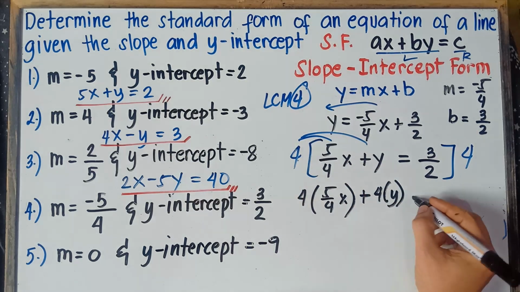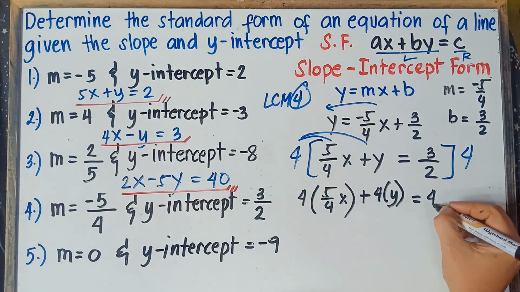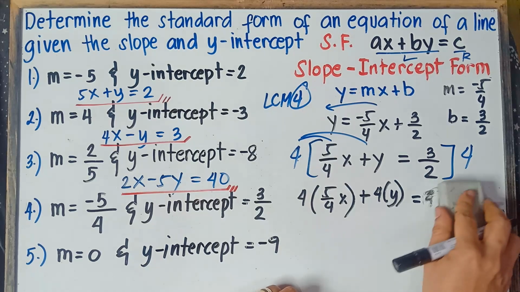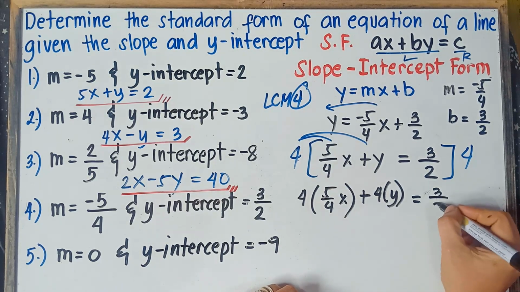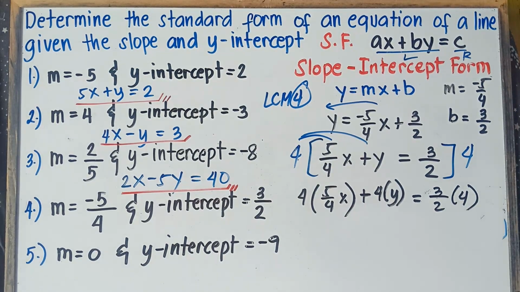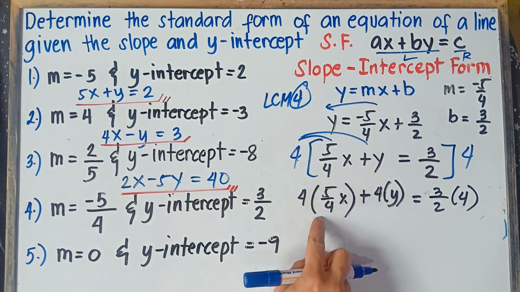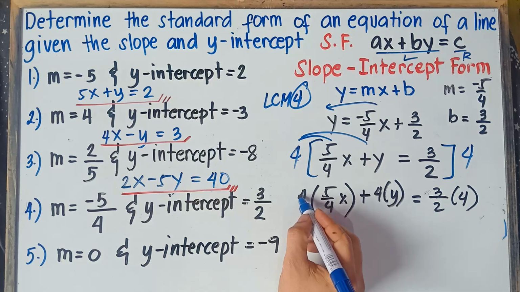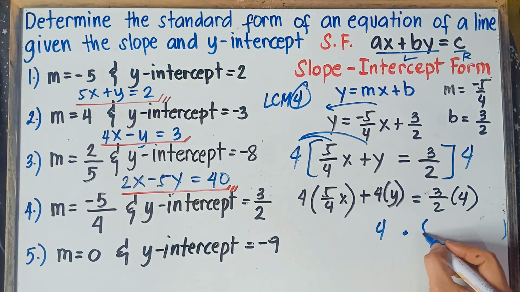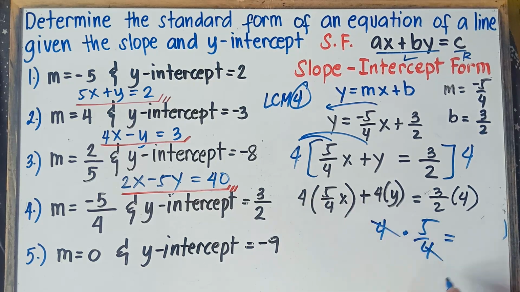Let's do it step by step. And then this one, 4 times 3 over 2, or 3 over 2 times 4. Alright, so 4 times 5 over 4, we can simply cancel this out. Or if you want the long method, 4 times 5 is 20. Understood that there's 1 here, 1 times 4 would be 4. 20 divided by 4 would be equal to 5.